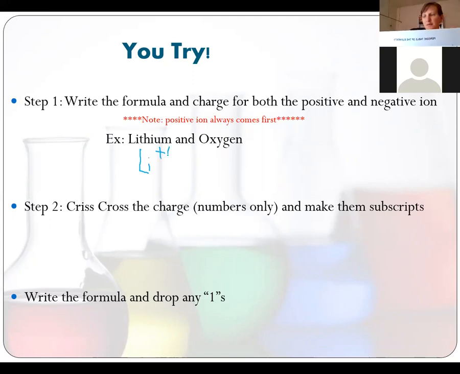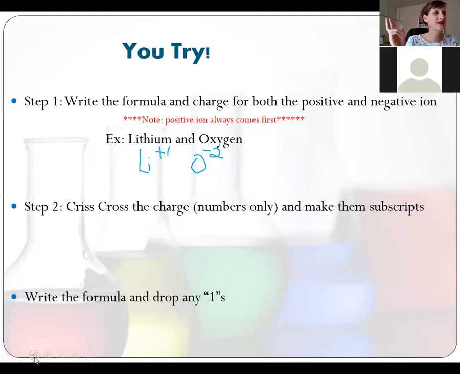Oxygen is over here in group 16. Can you see it? I can't tell. Oxygen's in group 16, so it has 6 valence electrons. It wants to have 8 to be stable, so that means it's going to need 2 more. When it has 2 extra electrons, it will have a -2 charge.